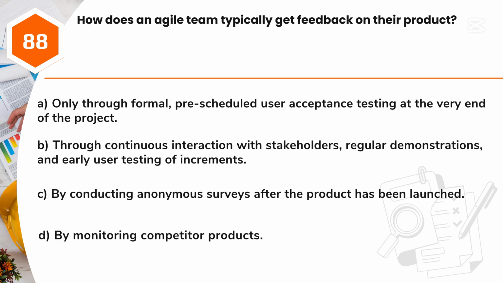Question 88. How does an Agile team typically get feedback on their product? A. Only through formal, pre-scheduled user acceptance testing at the very end of the project. B. Through continuous interaction with stakeholders, regular demonstrations, and early user testing of increments. C. By conducting anonymous surveys after the product has been launched. D. By monitoring competitor products.